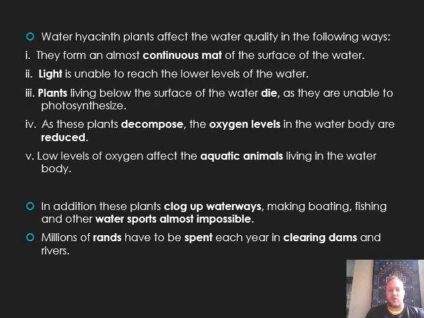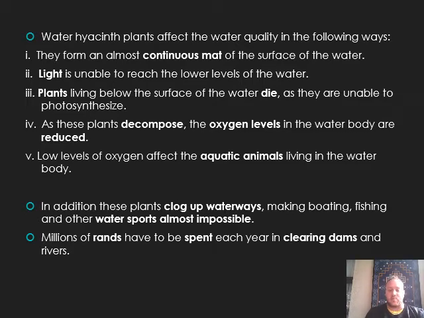All right. Lastly, water hyacinth plants affect the water quality in the following ways. This is pretty much eutrophication. So this is just a reminder. I've highlighted some important bits. It just shows the shift from eutrophication. So the actual water hyacinth creates a continuous mat. This means that the light is unable to reach lower levels. Plants die because they can't photosynthesize. They start rotting or decomposing, and the oxygen levels are reduced because of the microorganisms eating them, and eventually with reduced amount of oxygen, aquatic animals die. Okay, simple. We remember this from grade 10 hopefully.